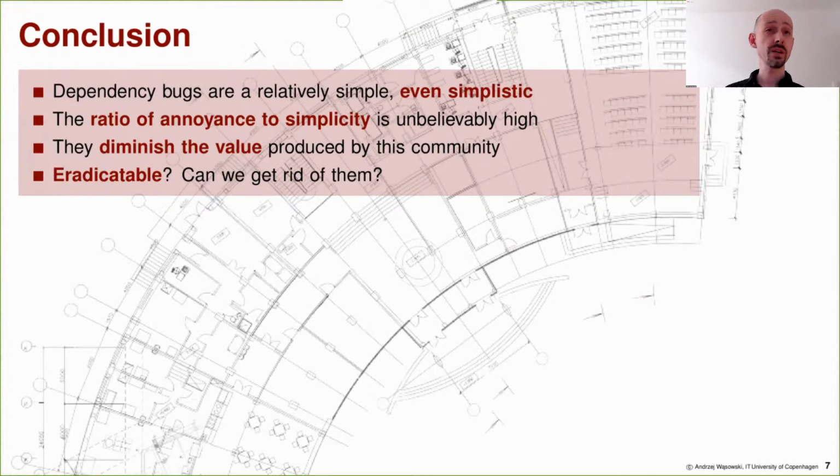So dependency bugs are relatively simple. I would call them simplistic, yet the ratio of annoyance to simplicity in these bugs is unbelievably high. It's an offense to the community that they still exist, that we still have to suffer this and spend 15% of our resources on handling them. They diminish the value of what we are doing as a software evolution community. They seem simple, so maybe they're eradicable. Can we get rid of them somehow? With this, I'd like to finish.